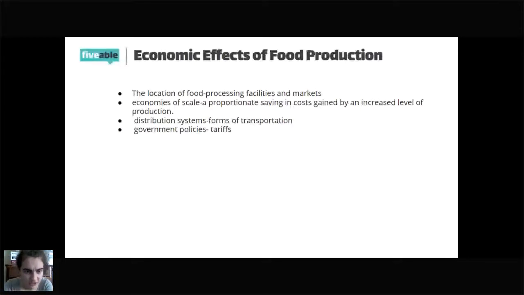Economies of scale, proportion saving costs gained by increased level of production. Distribution systems, forms of transportation. Like we talked about forms of transportation. Watermelons are very heavy, so if it's very expensive to actually transport them, then they would maybe be grown in closer regions to decrease that cost, hopefully.